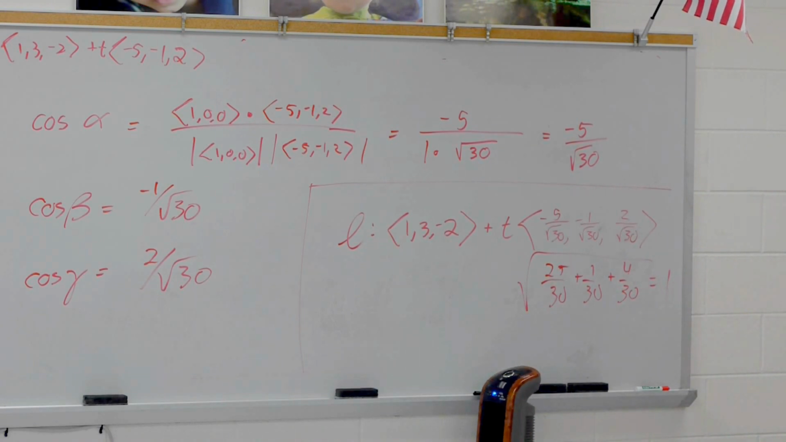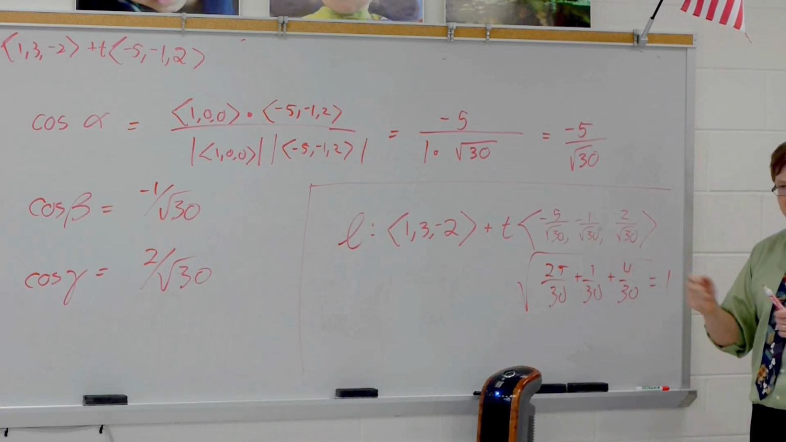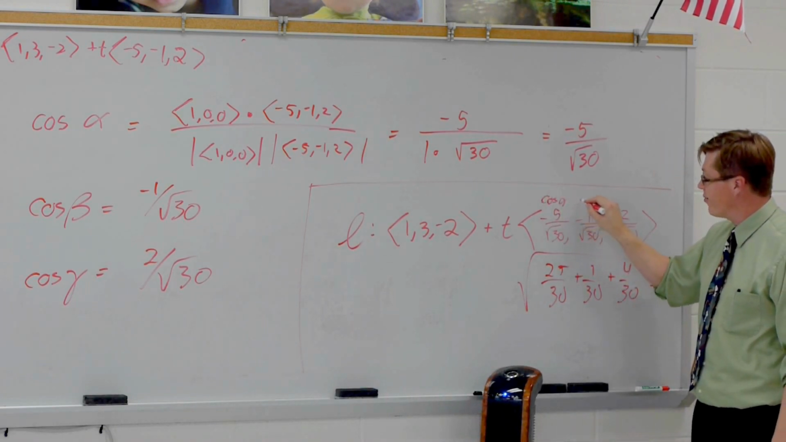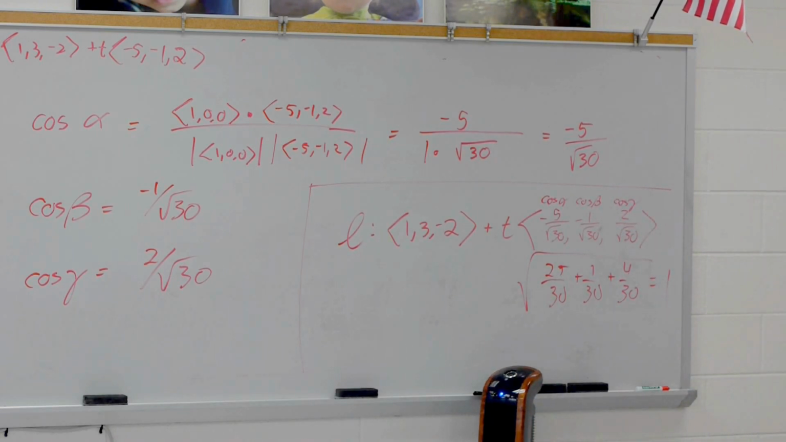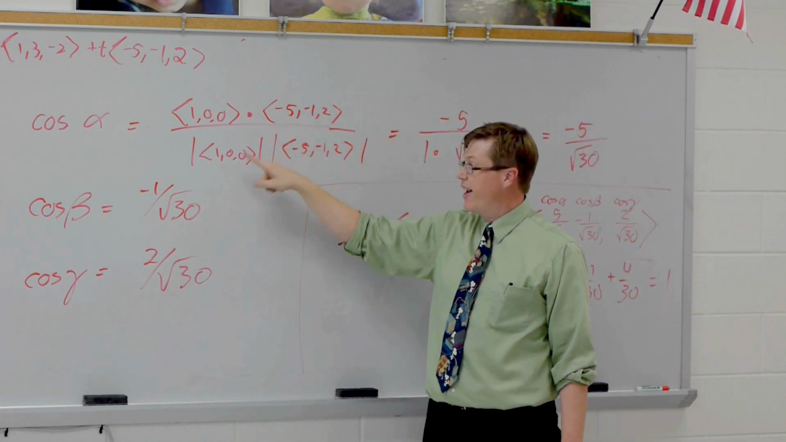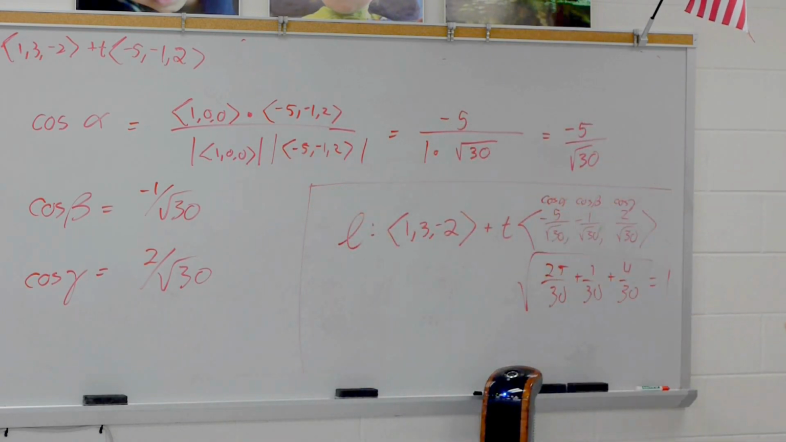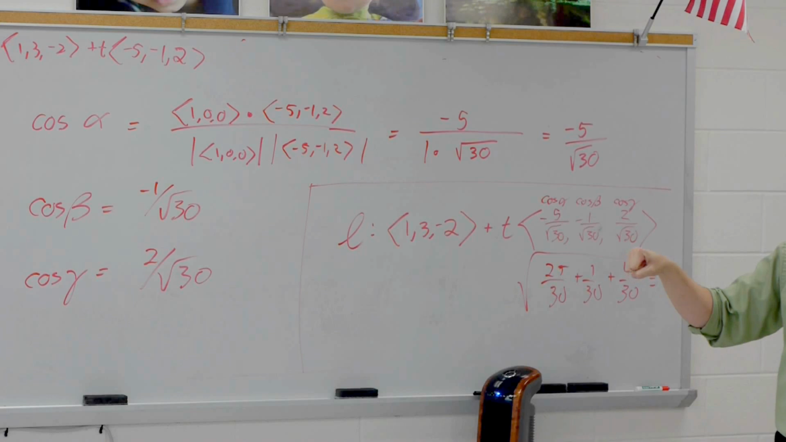Oh, that's one. Right, because if you divide a vector by its magnitude, then you get a unit vector. So this is a unit vector in the direction of the line. And notice when this is a unit vector, then this is just cosine alpha, cosine beta, cosine gamma, because when I take the dot product, it's just going to pick out that first number, and both of these magnitudes down here are 1. So when this is a unit vector, you can read the direction cosines right off it.